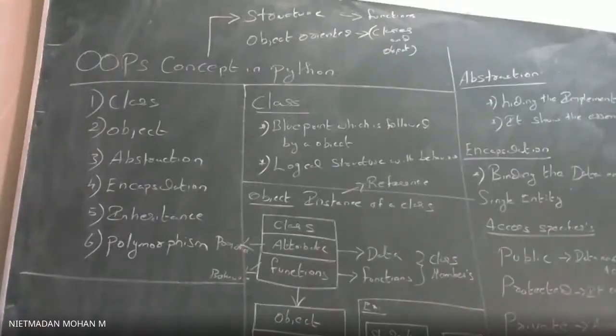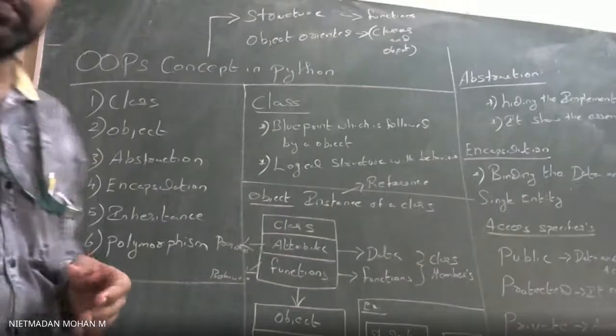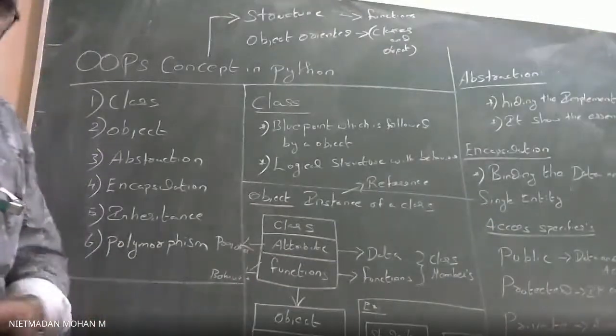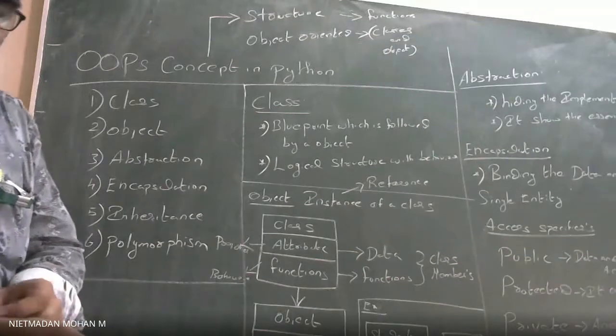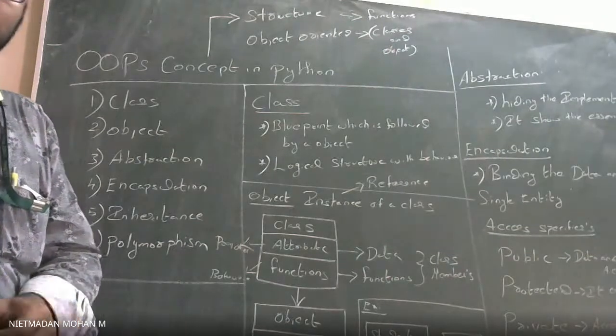So let's start with the OOPS concept. In the previous class, we discussed abstract data types, and in this class we will start with the Python-oriented data structure with the OOPS concept.